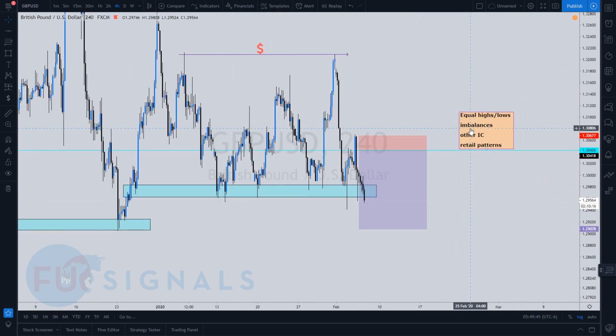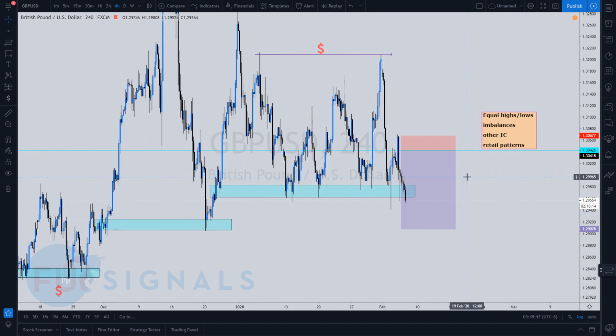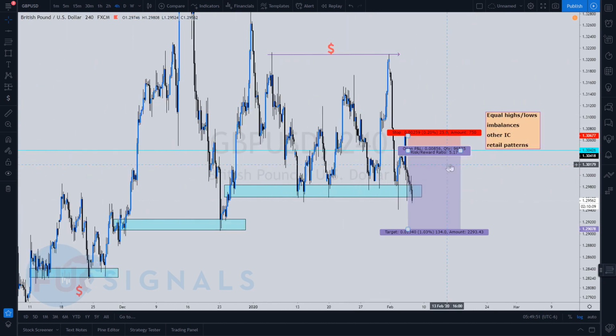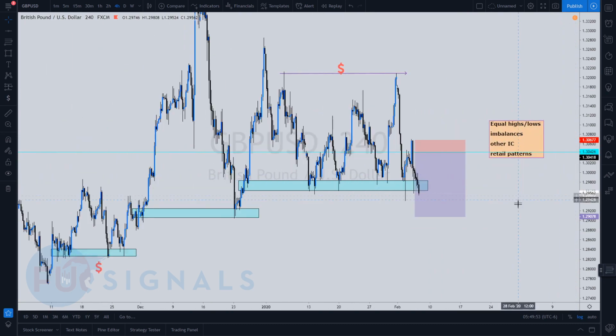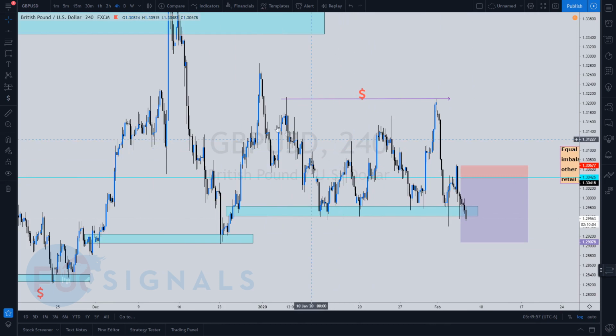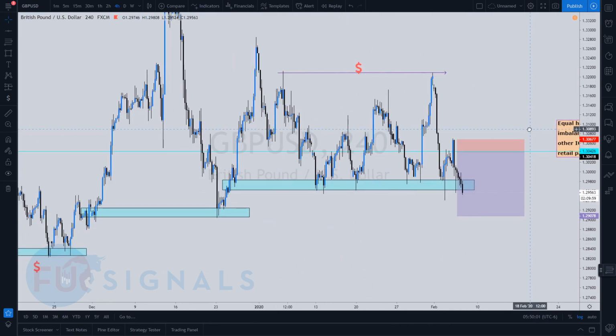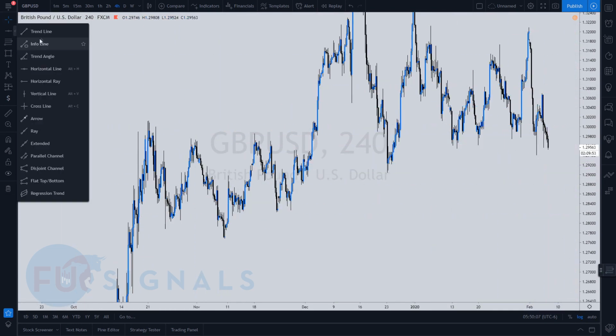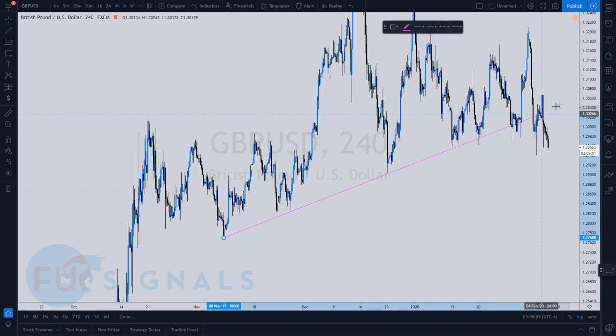So we also have imbalances, other ICs, and retail patterns. Now I'm going to go over the retail patterns, but I'm not going to go over the other two because I'll leave that for another video for you guys, right? So let's take a look here. So I'm going to go over retail patterns. So really quickly, let's just say a retail pattern would be considered maybe a trend line. Just say that we have a trend line here.